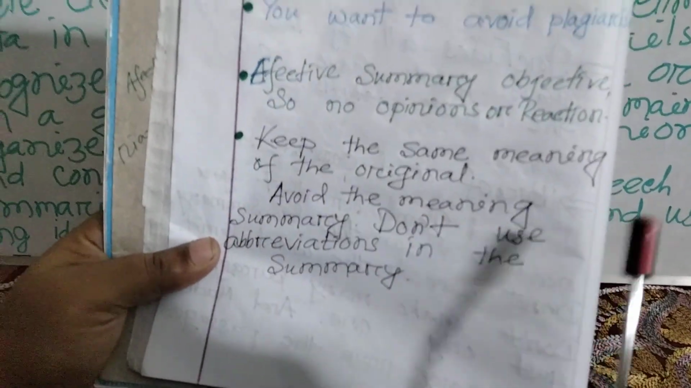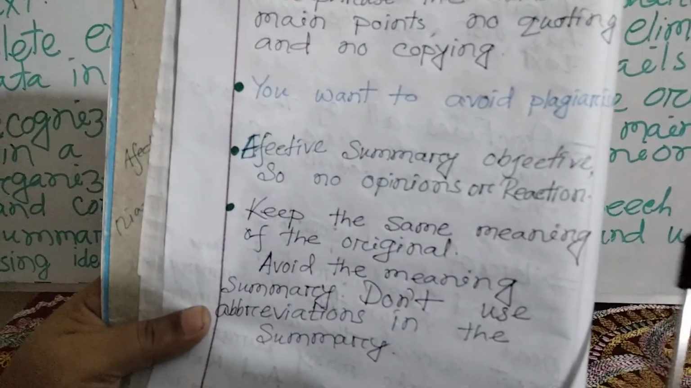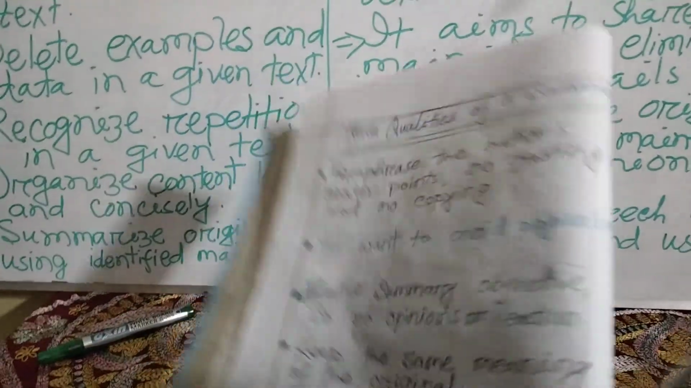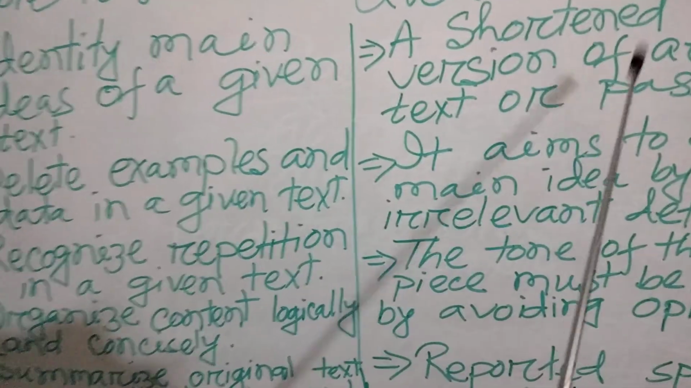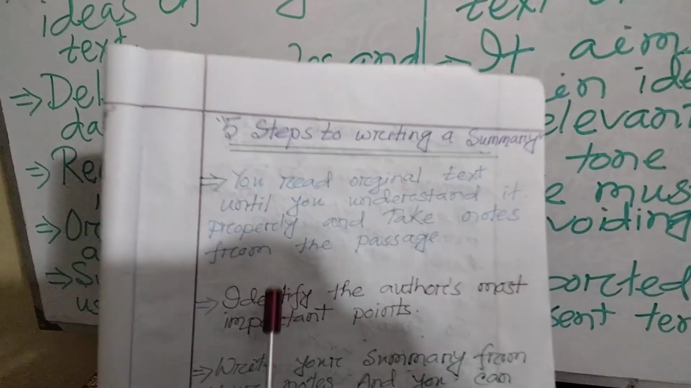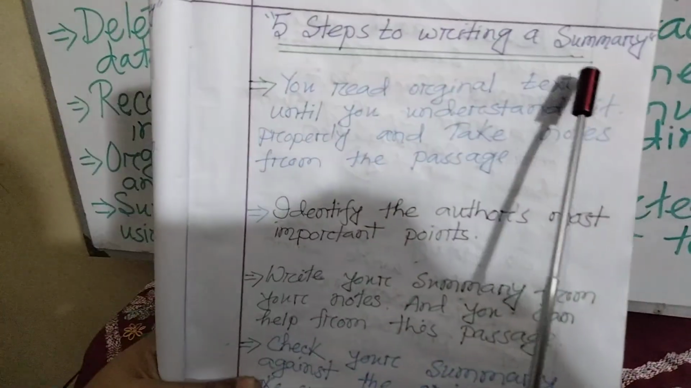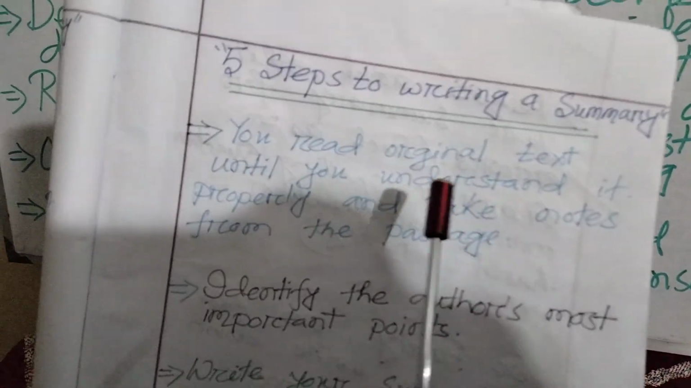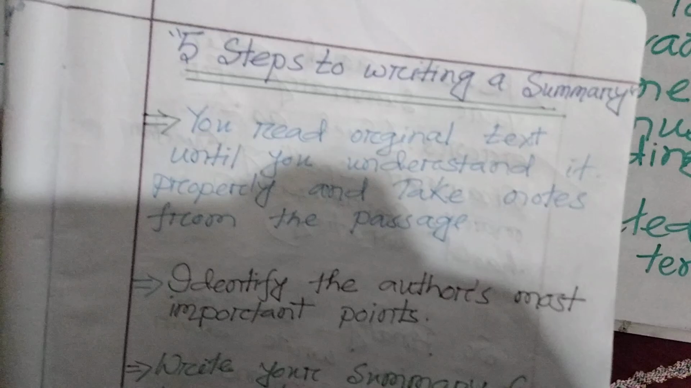Okay, all of you, the same meaning, you can write the original text from your text and your passage. Okay, next, we will know the 5 steps of writing a summary. So we will know 5 steps for an effective summary.